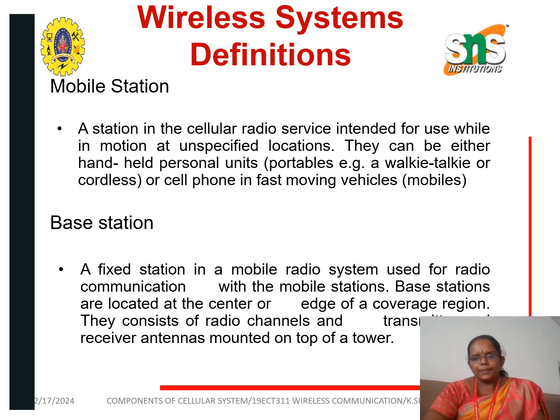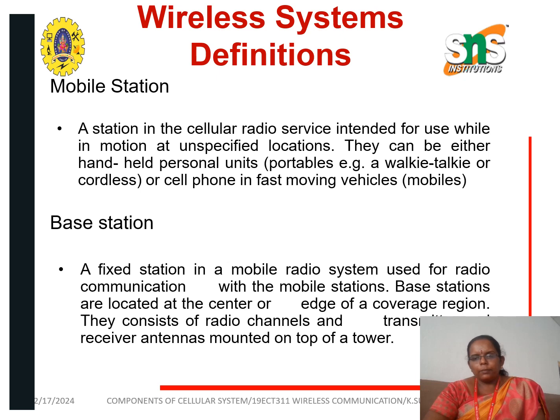The first one is the mobile station. A mobile station is nothing but your user device. This user device is also a handheld personal unit like a walkie-talkie or cordless phone. A station which is intended for use while in motion at unspecified locations is known as a mobile station, or you can say your cell phone in fast moving vehicles.